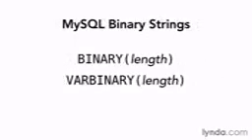Binary strings work exactly like character strings, except they have no character set and they use binary collation. The binary type works just like the char type, except that instead of space characters, a binary column is padded with zeros. And just like the char type, those zeros are stripped when the data is read from the table. Varbinary works just like varchar, but with no character set and with binary collation.